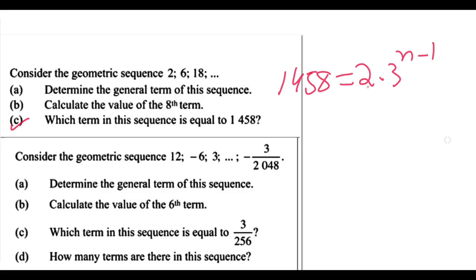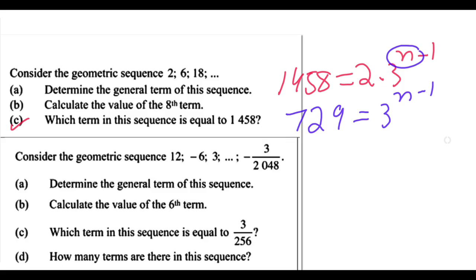This 2 is in multiplication form, and my subject of the formula is n. So this 2, I'm going to switch over to this side and it becomes division. So 1458 divided by 2, the answer will be 729, equals 3 to the power n minus 1.